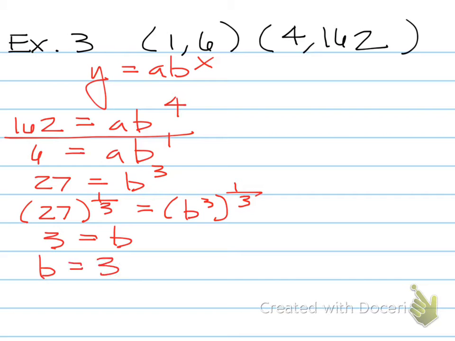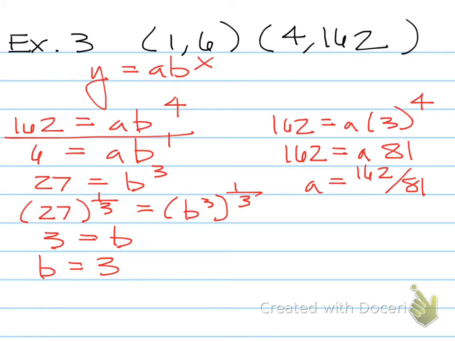So b equals 3. Plug that into either equation. I'm just going to use the top equation. So we get 162 equals a times b, and we now know that b is 3. 3 to the 4th power is 81. And then to solve for a, divide both sides by 81. a equals 2. So our equation is the same as example 2. y equals 2 times 3 to the x power.